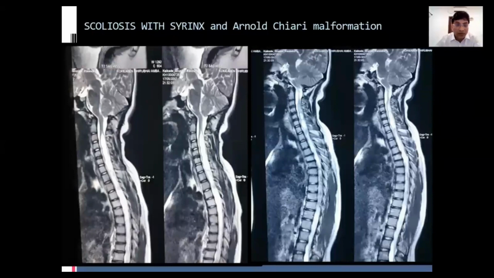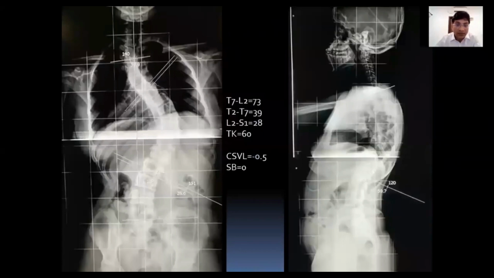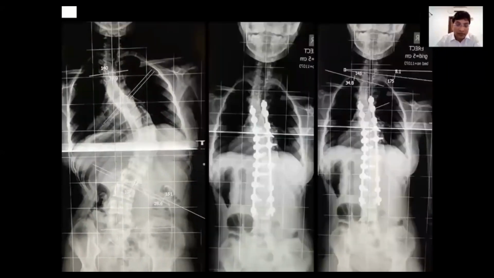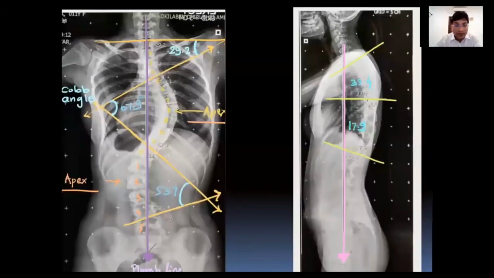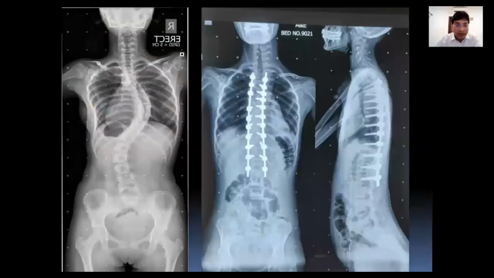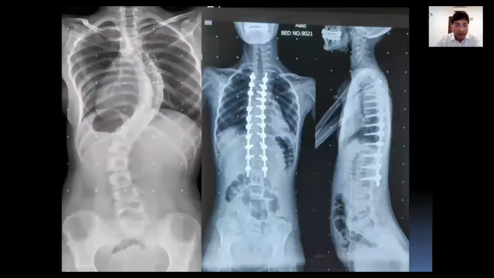This is another patient with scoliosis and syrinx and Arnold-Chiari malformation, a large syrinx extending from C3 to D12. Stage 1 foramen magnum decompression was done, followed by stage 2 scoliosis correction after 6 months, and the fixation was done from about T5 to L3, and the safe correction was done under 3D navigation and O-arm control. Another patient with scoliosis, a fair correction of deformity under O-arm and navigation.